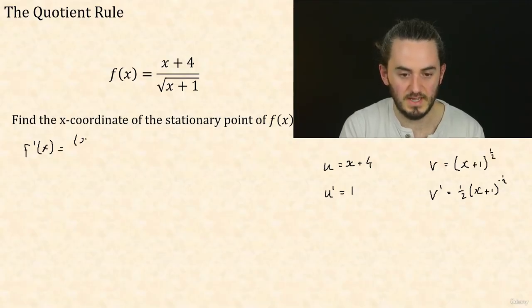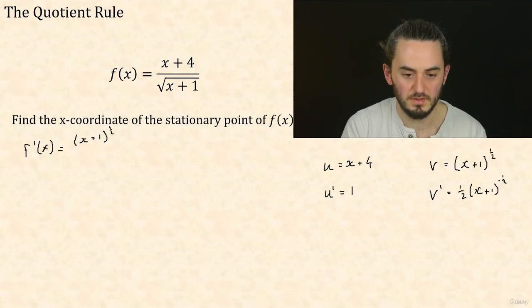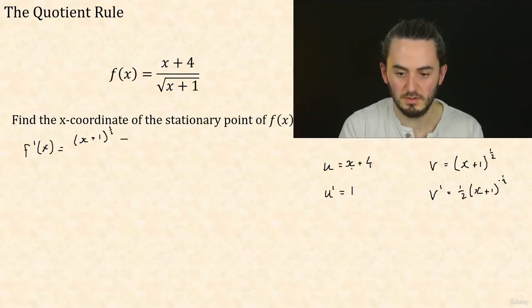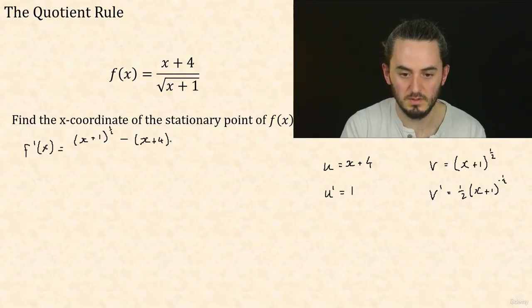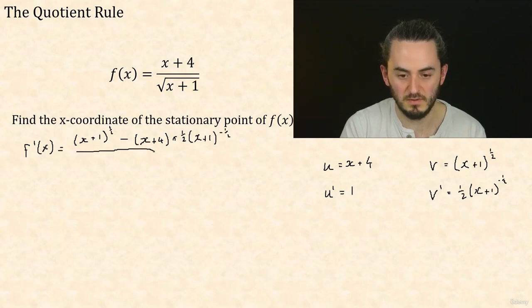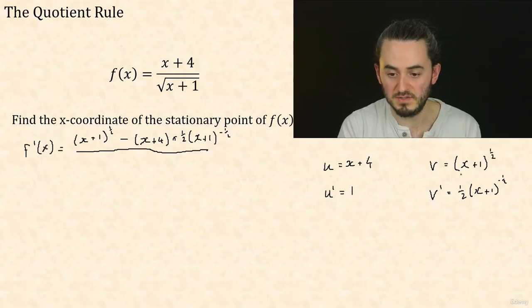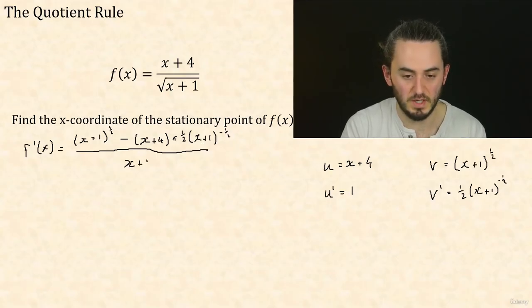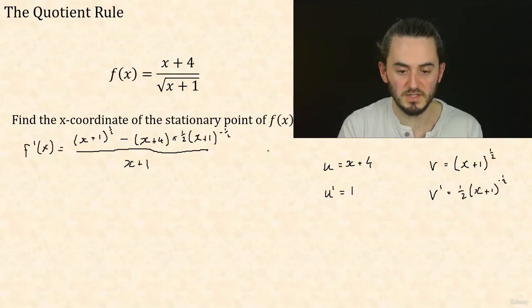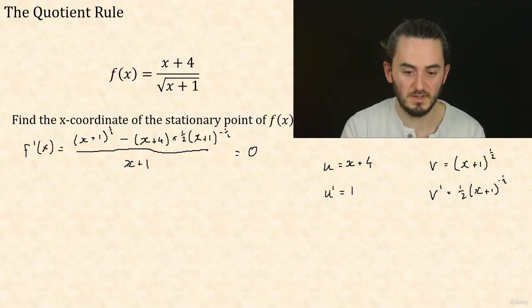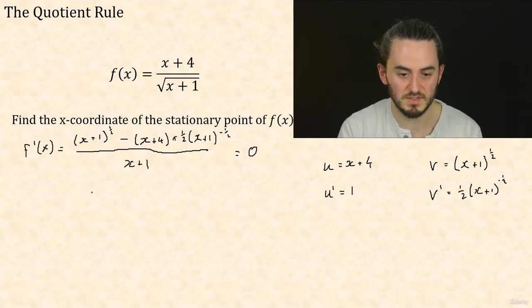So that's just (x+1)^(1/2) minus u v dash, so that is (x+4) multiplied by 1/2 (x+1)^(-1/2), and the whole lot divided by v squared. And if I square v, I just get x+1. So if it's a stationary point, it's when this stuff is equal to 0. Now a really useful trick here is that when a fraction is 0, it means the numerator is 0. So I can forget about the denominator and just figure out when this stuff is equal to 0.